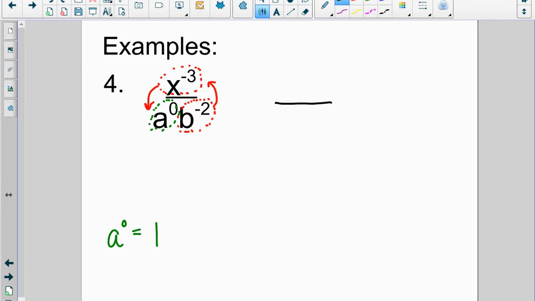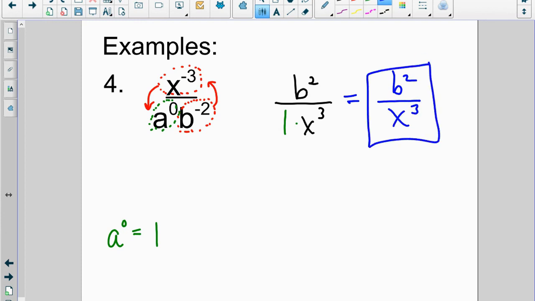So let's do some moving around. The x's are going to go on the bottom, change it to a positive exponent. The b's are going to go up to the top, change it to a positive exponent. And for that a to the 0 power, that counts as just a 1. Anything to the power of 0 equals 1. This can be simplified just a little bit further because 1 times anything is just itself. So let's rewrite this as b squared over x cubed. Let's kind of make that 1 invisible.